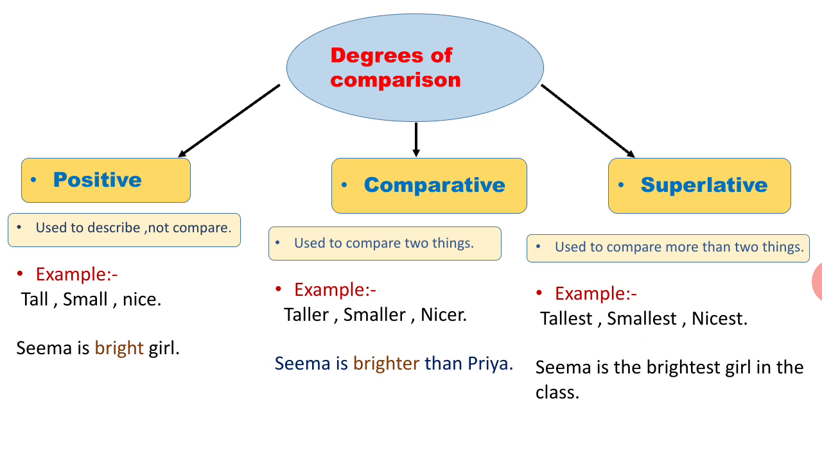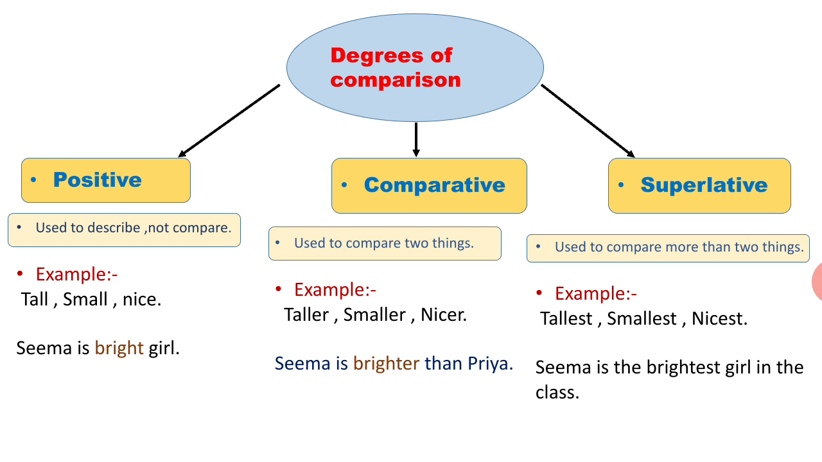Now we will see the degrees of comparison. Adjective also has the degrees of comparison. So adjective has 3 degrees of comparison: positive, comparative and superlative. So first one is positive degree. Positive degree is used to describe, not compare. So you should remember that positive degree is always used to describe, not compare. And comparative degree is used to compare two things. And superlative degree is used to compare more than two things.